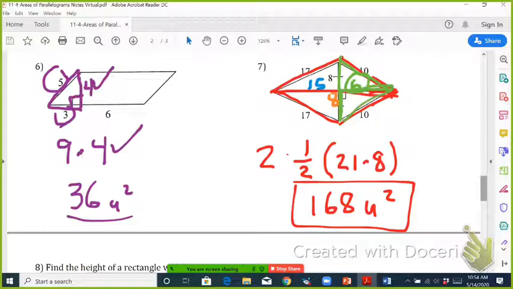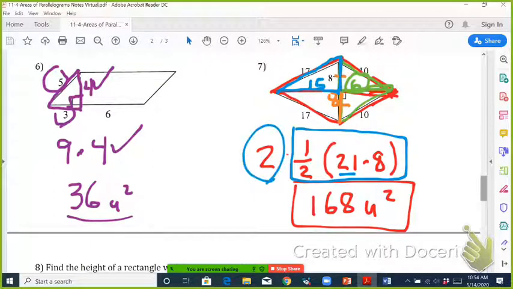I knew that this part was 8 because of the tick marks, so I know these two segments are congruent. And then this triangle over here has one side 8, the hypotenuse 17. Then you could do the Pythagorean theorem to get 15. So if we look at one of these triangles, it'd be 1/2 base, so the base is 21, 15 plus 6, and the height is 8. And then double it because there's two of them, and you get 168 square units.